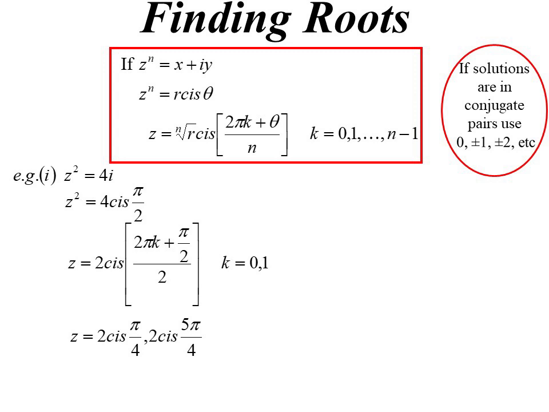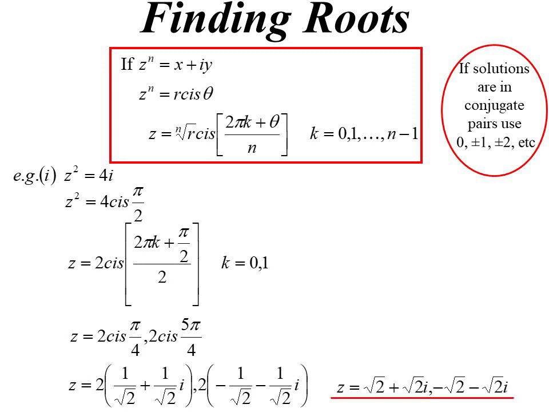But if I want them back in the Cartesian form, then cis of pi on 4 is 1 on root 2 plus 1 on root 2 i, and then the other one would be negative 1 on root 2, negative 1 on root 2 i. We end up with those two as our answer: root 2 plus root 2 i, and minus root 2 minus root 2 i.